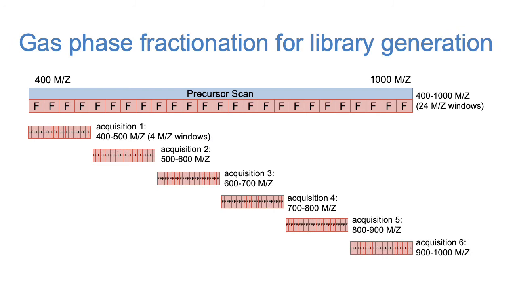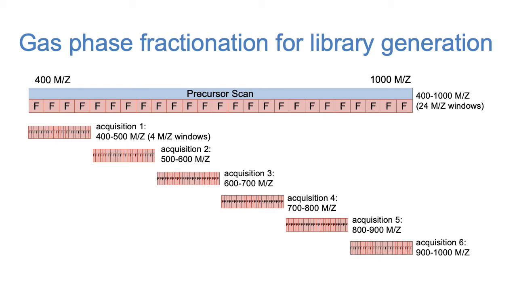We have extended this out further to 6 gas phase fractions that each cover 100 m/z wide. These runs have 4 m/z wide windows, which after staggered demultiplexing results in effectively 2 m/z wide windows. In a sense, these datasets have the same precursor isolation as DDA datasets and the same high quality measurements as targeted PRM experiments, except that instead of targeting specific peptides, they actually target every peptide from 400 to 1,000 m/z.